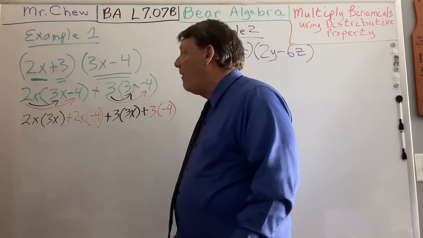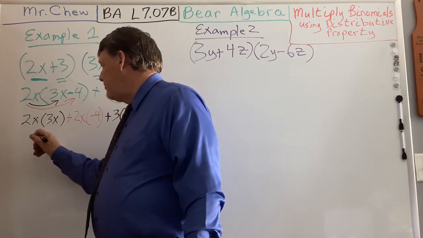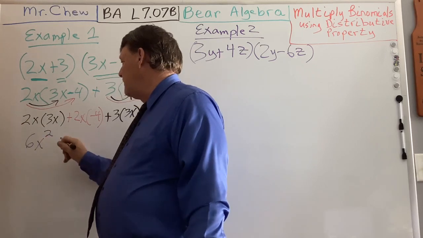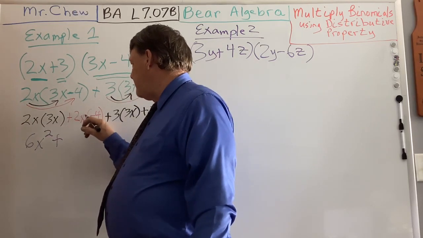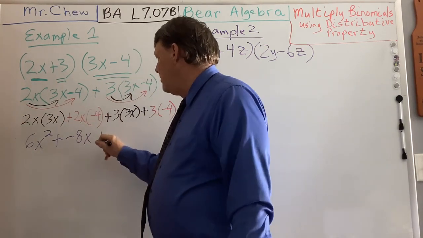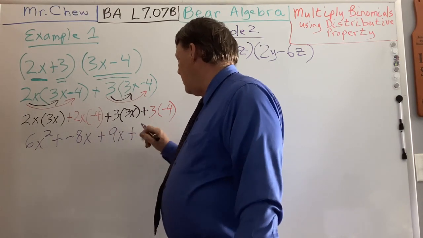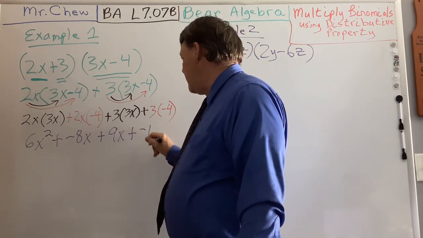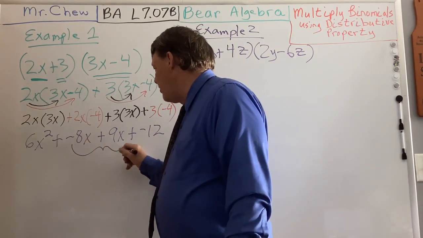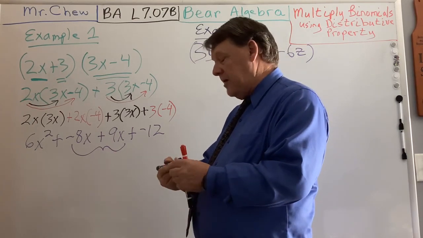Okay, so now we're going to take the 2 times the 3, which is 6. x times x is x squared, plus the 2 times the negative 4 is negative 8, and those are x's, plus 3 times 3x is 9x, plus 3 times negative 4 is negative 12. So now if you look, I have what's called like terms here. So these like terms are going to be combined.